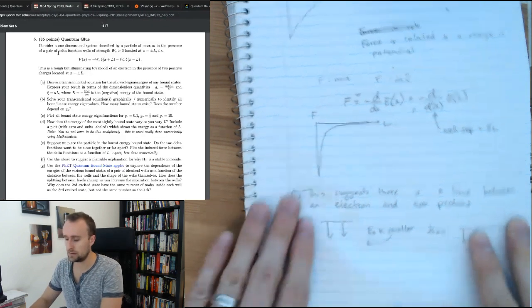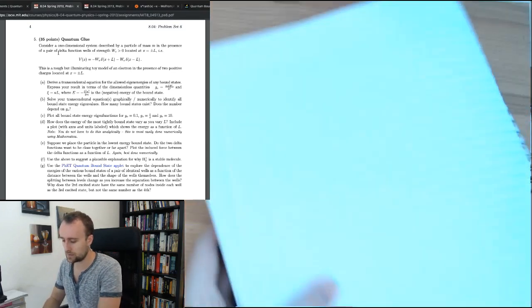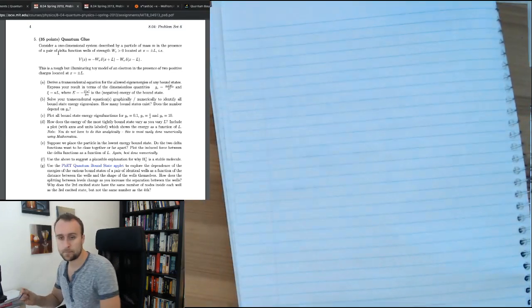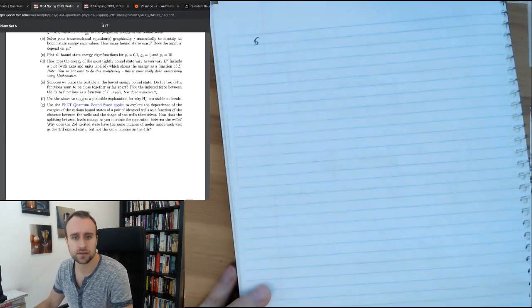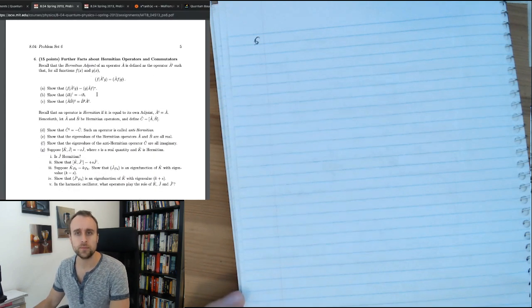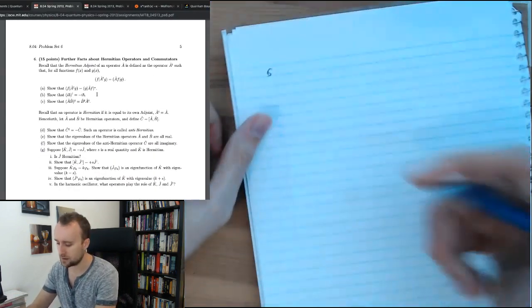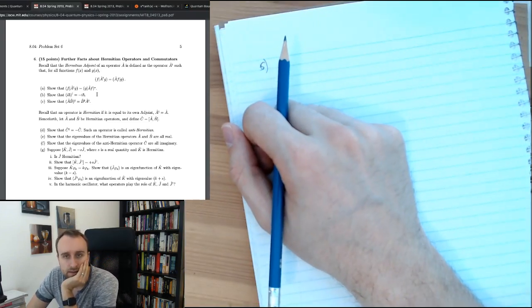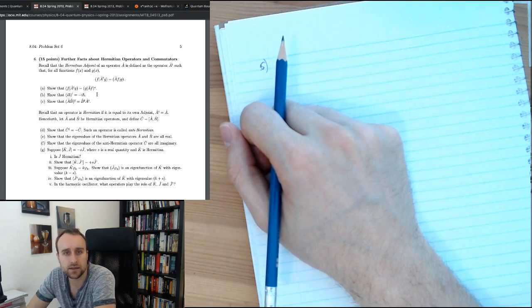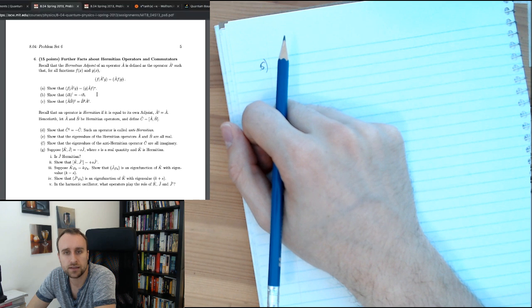All right. I think I'm going to leave that and let's go on to the next question. This is six. I think this is the last question for this problem set. Hermitian operators and commutators. Okay. Recall the Hermitian adjoint of an operator A hat is defined to be the operator A hat dagger, such that for all functions F and G, the inner product of F, A dagger G is equal to A F and G. Show that F, A dagger G is equal to G.